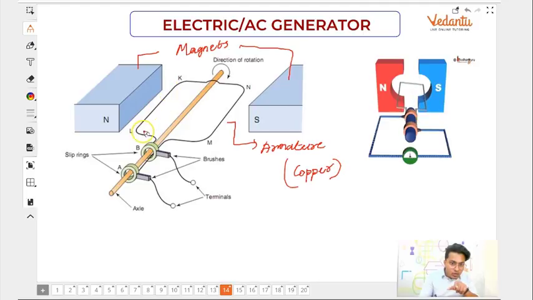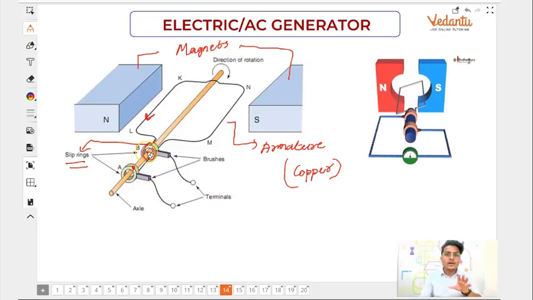Okay. Now the magical part. One end of this particular wire, one end of the armature is connected to one of the slip rings. Sorry, my mistake, slip rings, not split. Split is in the motor. One end of the wire is connected to one of the slip rings, and the other end of the wire is connected to the second slip ring. There are two slip rings in the case of a generator, but for the DC motor there is a split ring. I hope you guys remember that.